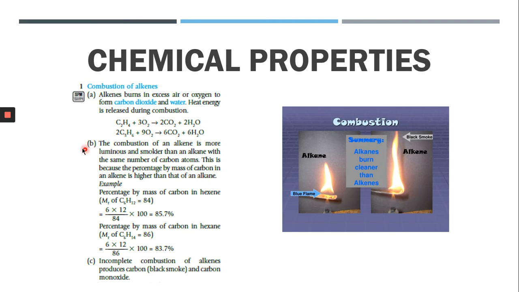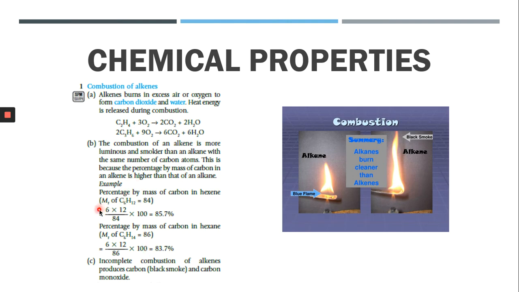Contoh, you want to compare macam this one. The combustion of alkene is more luminous and smokier than an alkane with the same number of carbon atoms. Tengok. Carbon atom untuk hexene 6. Carbon atom untuk hexane also 6. But the percentage by mass of carbon in alkene is higher than alkane. Percentage of carbon dekat situ adalah lebih banyak berbanding alkane.